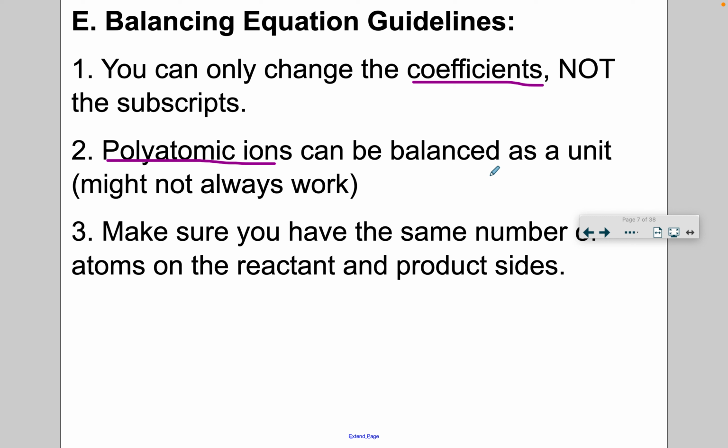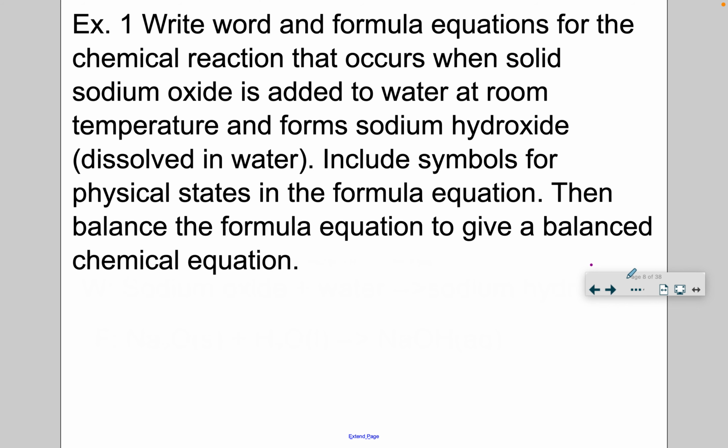So when you balance equations, there's a few guidelines. First off, you can only change the coefficients. Okay, this is super, super important. The numbers in front of the element or the compound. You cannot change the subscripts. You just can't. Okay. Polyatomic ions, when you balance them, could be balanced as a unit, but this might not always work. So it might save you some time to group them together as polyatomic, but it just may not work in some cases. So just be aware of that. And then the third guideline is make sure you have the same number of atoms on the reactants as you do on the product side.